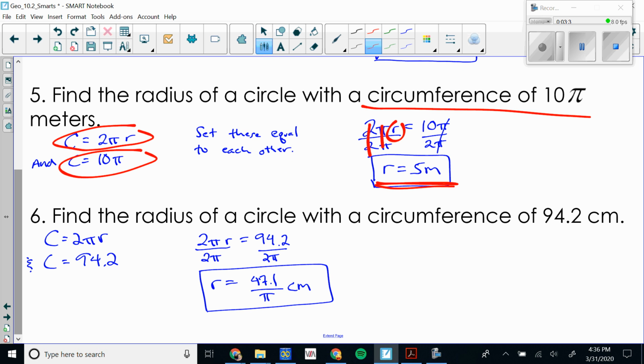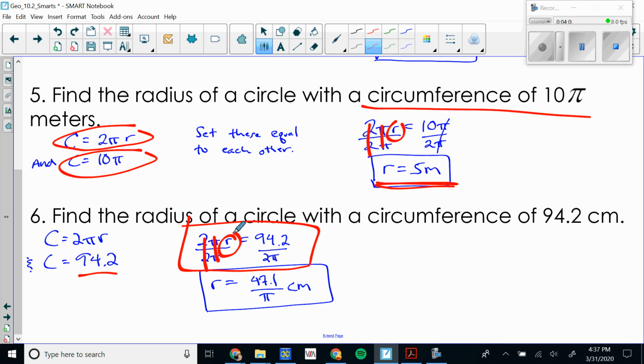Number 6, find the radius of a circle with a circumference of 94.2 centimeters. Same thing, c equals 2 pi r, and c also equals 94.2. Notice this 94.2 does not have a pi in it. The other two that we did on this page do have pi. This one does not, and that'll show up here when we do some division. So again, set those equal to each other because they both equal c, so you can do that. And when I set them equal right here, I have my 2 pi's that cancel on the left side, leaving me with just r, which is good.